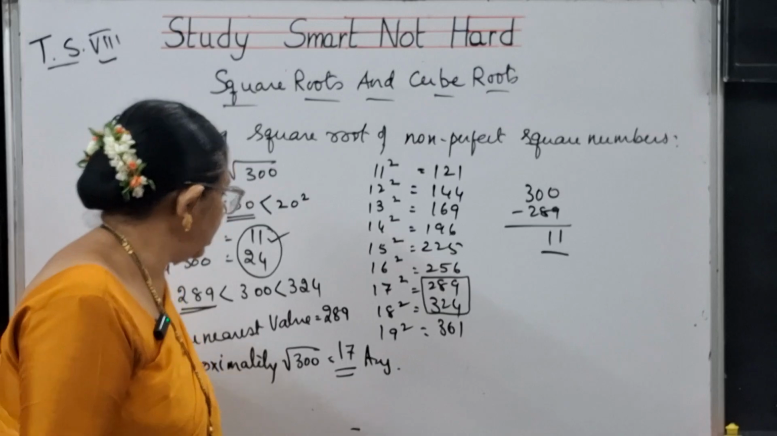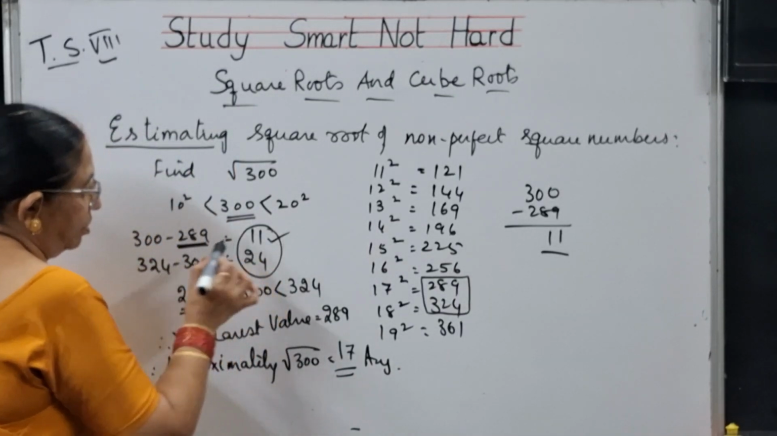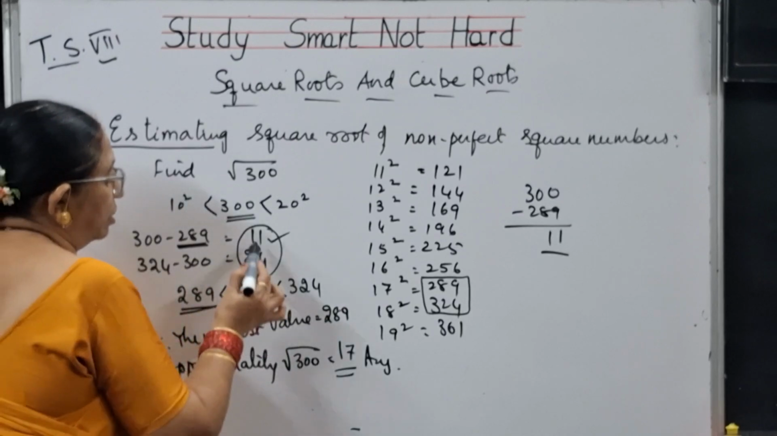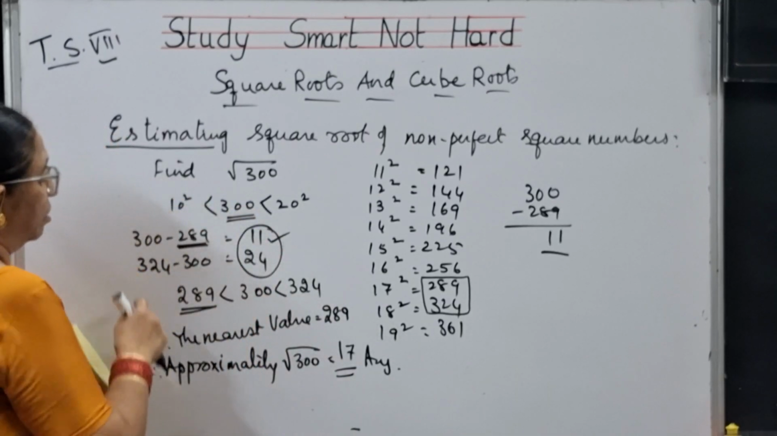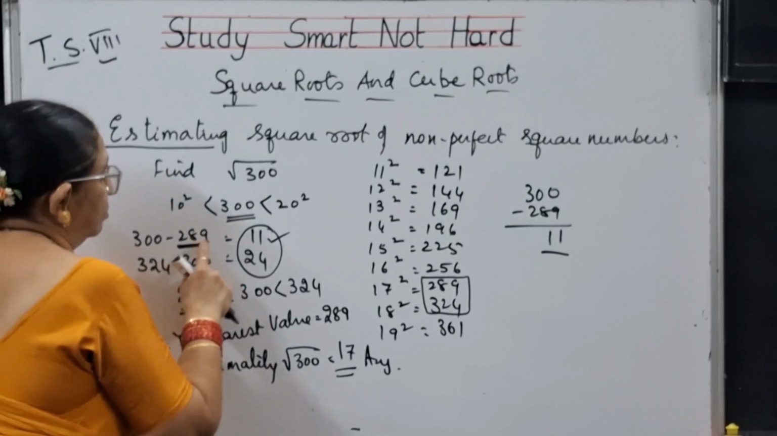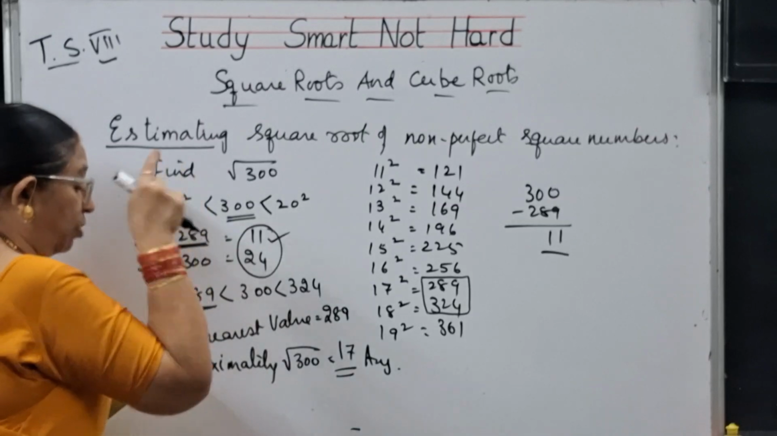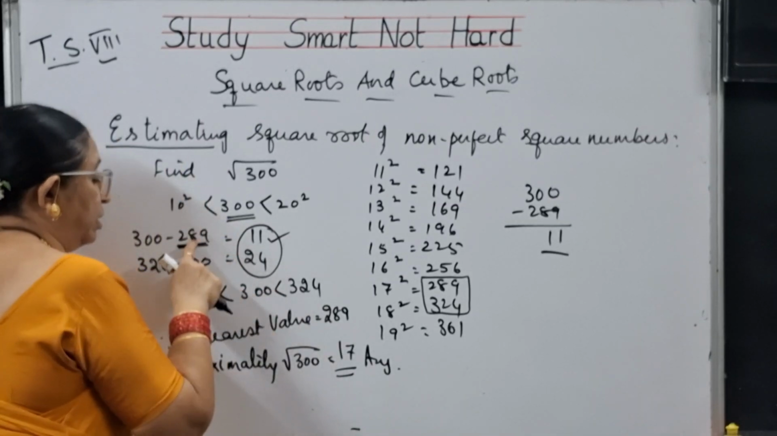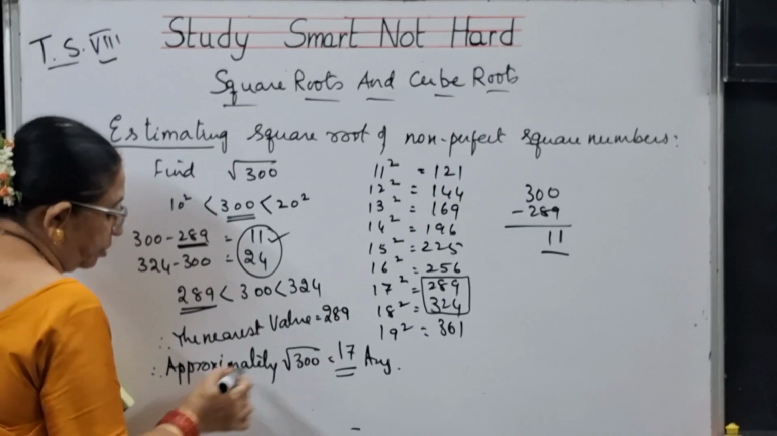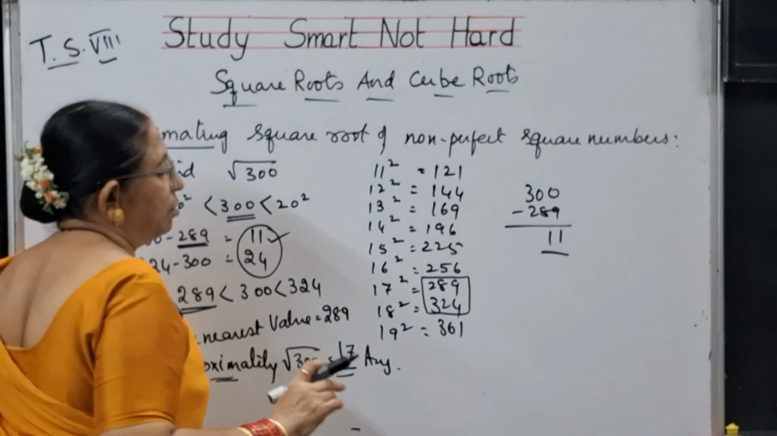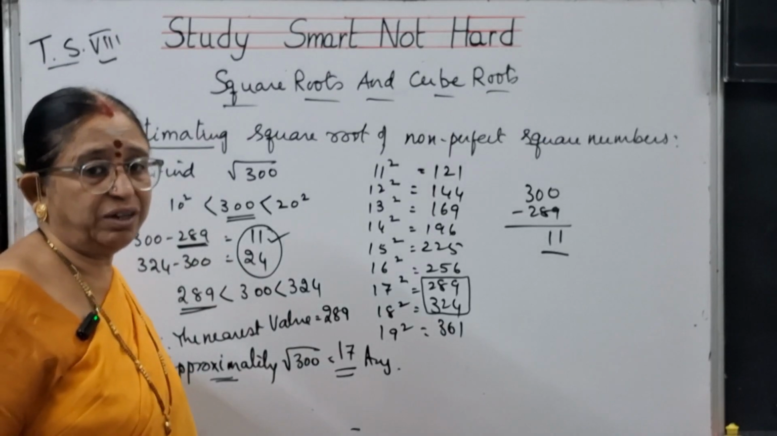The nearer value is 289. How did you find out? By subtracting the numbers. When you have subtracted, you have got the lowest difference. That means this number is nearer to 300 compared to that number. So since this is nearer to 300, we should find out the square root of it. We have to identify that it is only the approximate value. What do you mean by approximate? Approximate means it is very near our solution. It is not the exact one.